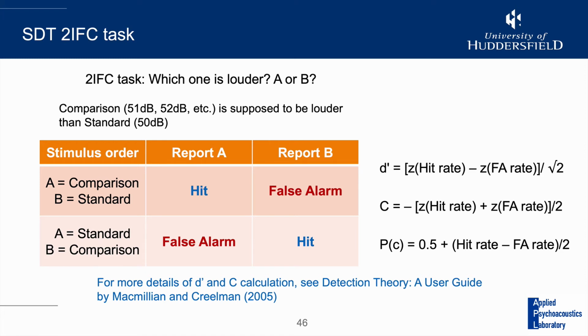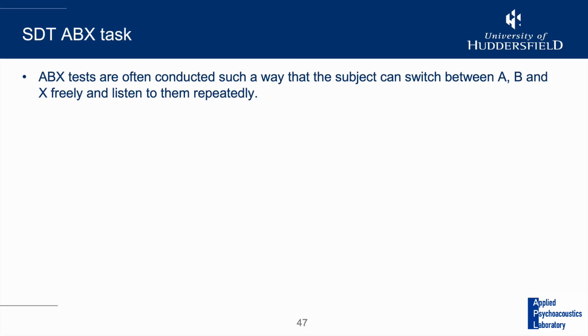We only need one set of hit and false alarm responses from either the response A or the response B, because the result is essentially identical either way. Now let's talk a bit about ABX test, which is a very popular type of test in audio engineering, but often conducted in an incorrect way from the signal detection theory point of view. So it's usually conducted such a way that the subject can switch between A, B, and X freely and listen to them repeatedly until they find their answer.